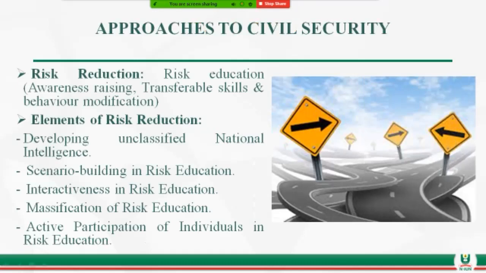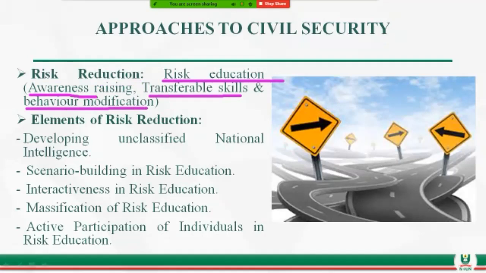First approach here is to reduce risk, all right? Risk reduction. In order to approach civil security, you must ensure that risk reduction is taken into consideration. How? By ensuring that you have risk education in place. And what is risk education? How do you conduct risk education? Risk education is a process of creating awareness, all right, letting people know about the dangers of a particular threat, okay? And aside from the awareness, another way is to transfer skills, possible skills on how to reduce risk, and of course to have people modify their behaviors to be able to reduce risk.